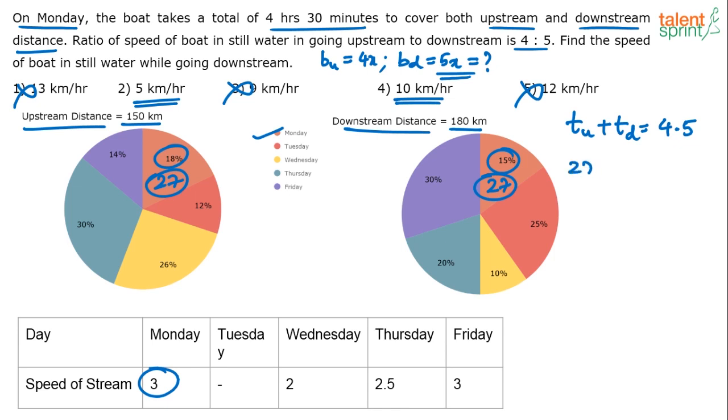So 27 by... what is upstream speed? Speed of the boat minus speed of stream. Upstream speed of the boat is 4x minus speed of the stream 3, plus time taken to go downstream. What is downstream time? Time is equal to distance by speed, right? Distance downstream is same, 27 by speed downstream. What is the speed downstream? Speed of the boat plus speed of the water.